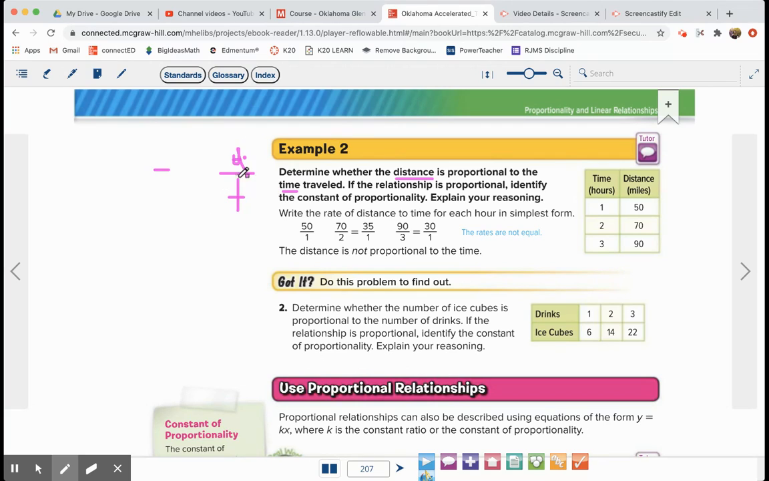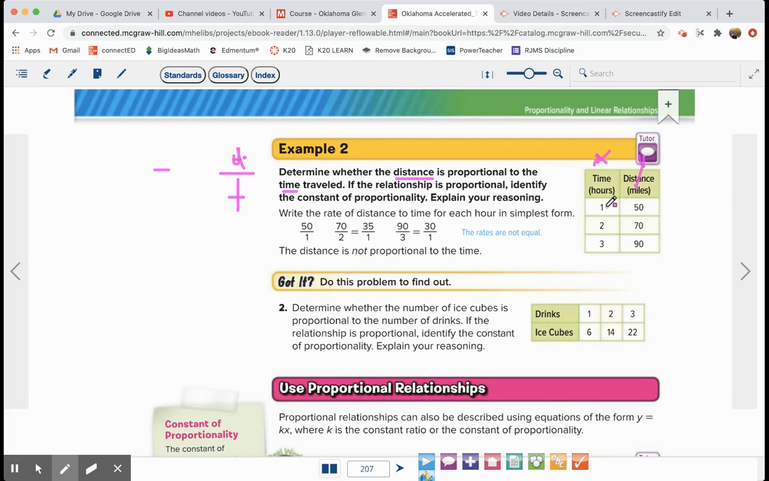Okay, so when we have the table like this, we also know X is first. And then it's your Y. So Y over X, distance over time. So if it's proportional, identify the constant and explain your reasoning. Again, if you just show your steps, that is expressing your reasoning.